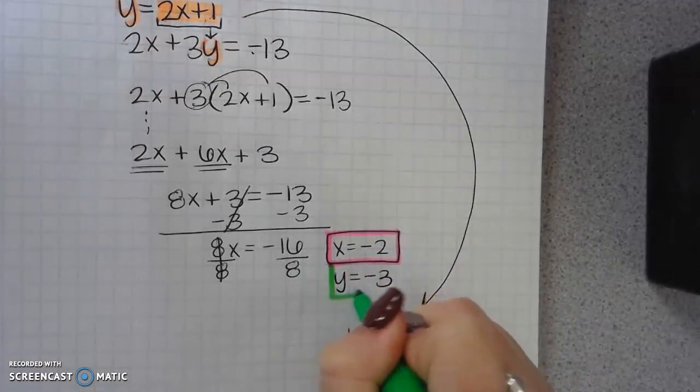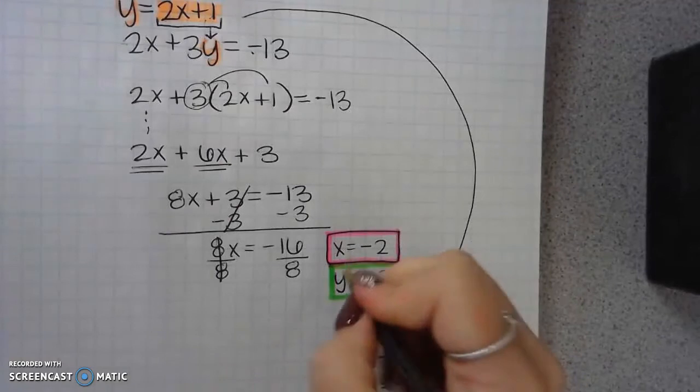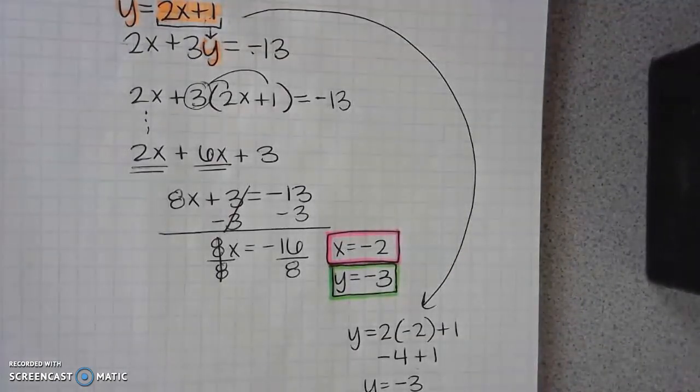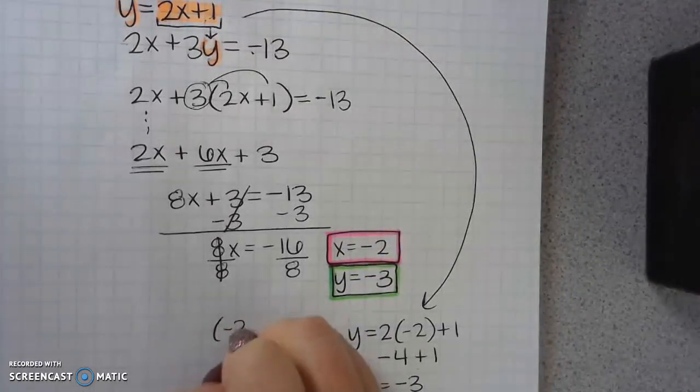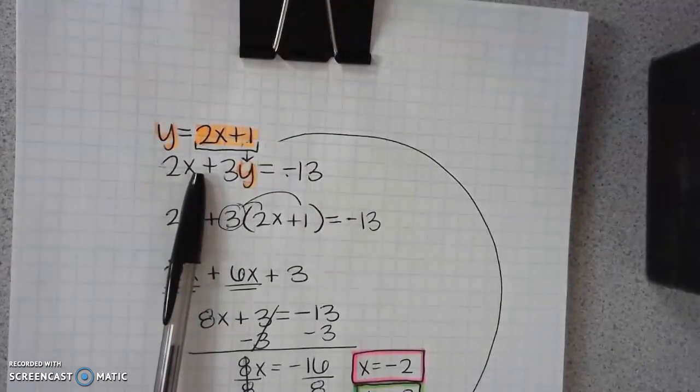And so then the rest of that solution is done. Okay, so then my solution is x comma y, negative 2, negative 3. That is where these two lines intersect.